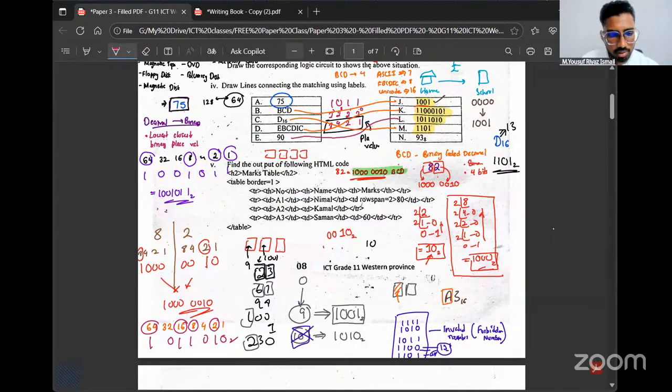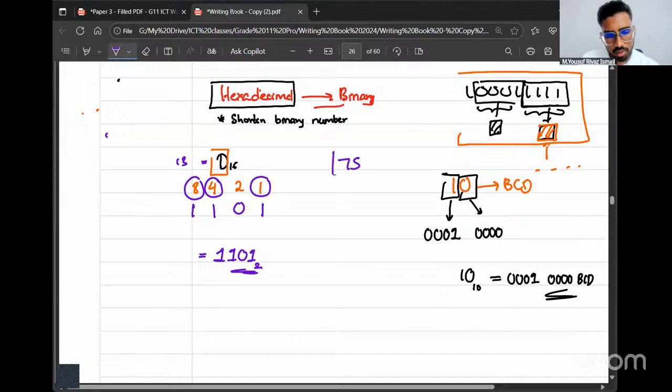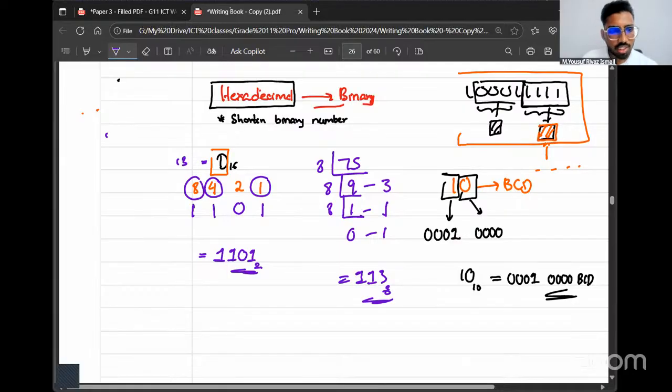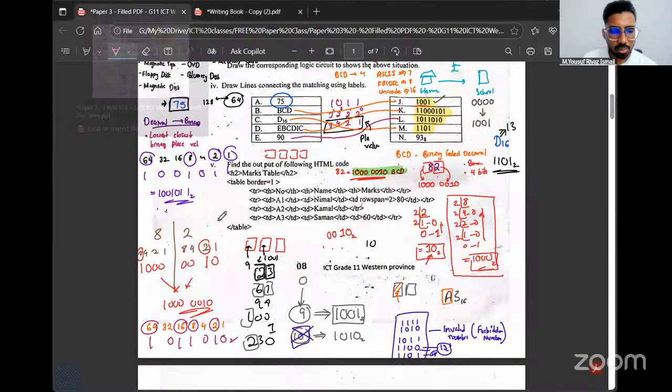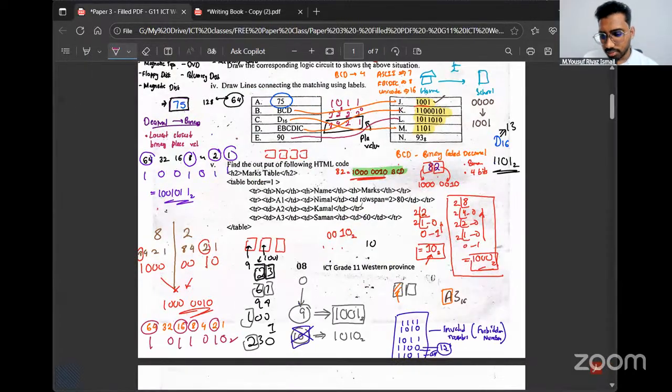75, 93. Let's double check and see whether 75 equals 93. 8 times 8 is 64, 8 times 9 is 72. 72, and 3 remains. 8 times 1 is 8, 1 remains. 8 times 0 is 0, 1 remains. Exactly, 113. I think that's a printing mistake. I told you earlier, it's a 3-digit number. So A cannot be matched to 93 unless 75 is in a different base. Based on the given answers, this is how it works.